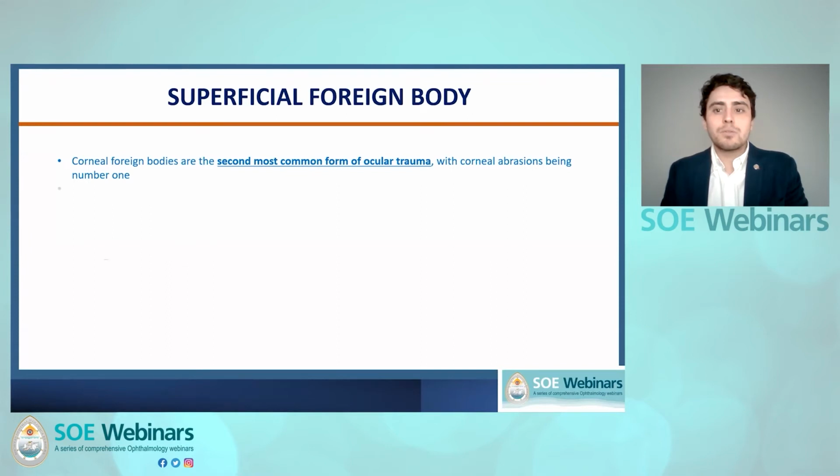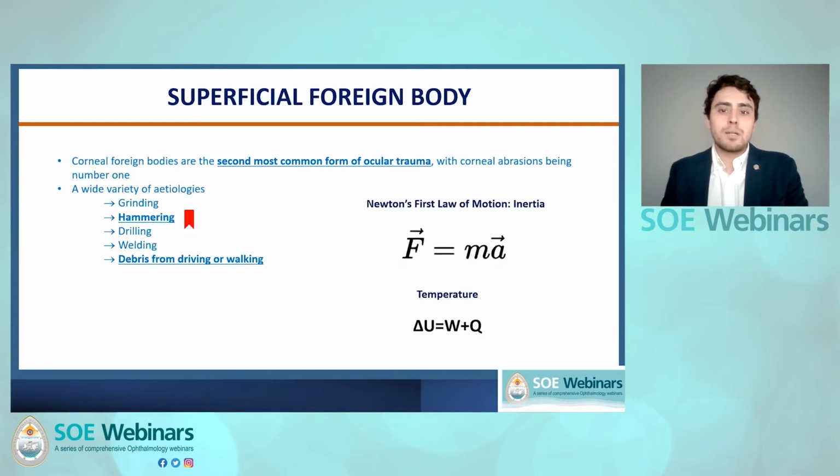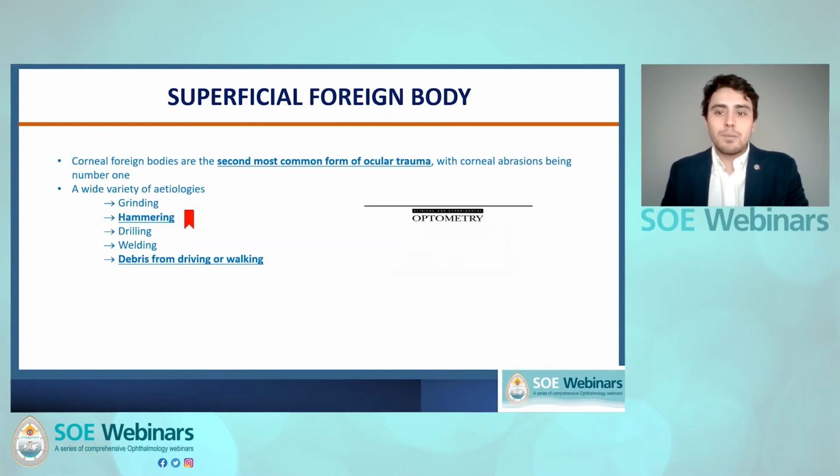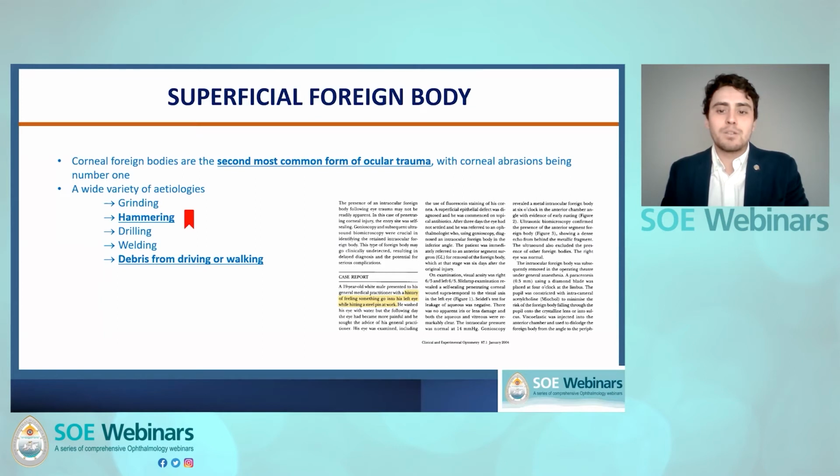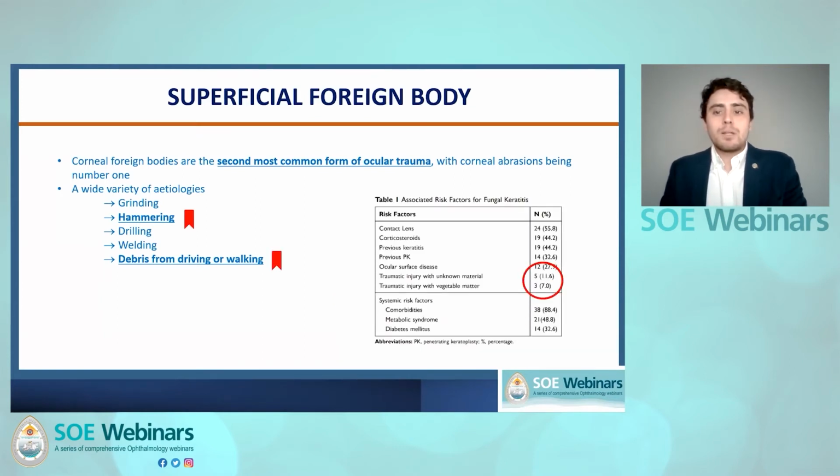Although the cause of corneal foreign bodies is very wide, there are two that personally make me alert. The first one is when the patient has been hammering, since particles released during this activity have a higher temperature and a greater inertia than in other activities such as polishing. Therefore, the risk of having a self-sealing wound that can go unnoticed during the examination, if we are not aware, is very high. For instance, in this case, they found an intraocular foreign body that was missed during the first examination.